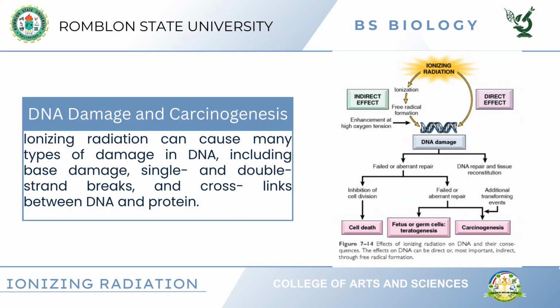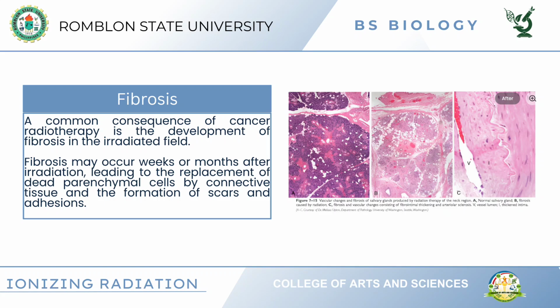Next is damage to the fetus or germ cells, which can lead to teratogenesis, so there will be birth defects or developmental abnormalities. And lastly, the incorrect repair plus additional mutation, which can result in carcinogenesis, or it can transform into a cancer cell. While if the DNA repair and tissue reconstitution are successful, our body's natural repair mechanisms will correct the damage. So, normal function may be restored if no mutation persists.